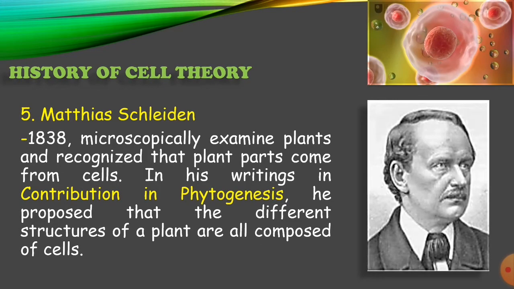5. Matthias Schleiden. The cell theory as we know it today was formulated in the years 1838 and 1839, and the German scientist Schleiden studied plant cells and postulated that every living being is made up of cells or the product of cells. He also proposed that new cells arise from a crystallization method, from old cells or from elsewhere.